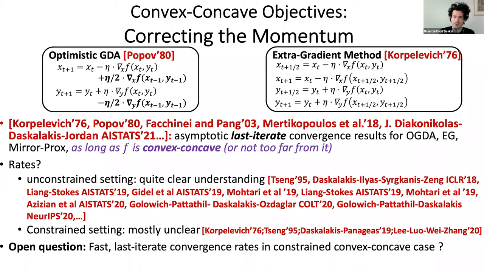All right, so if you're facing a convex concave problem and you want to remove the oscillations of gradient descent ascent, add a little bit of negative momentum using one of these two methods or a family of related methods, and you will get last iterate convergence. You will remove the oscillations of gradient descent ascent. So these are good news.